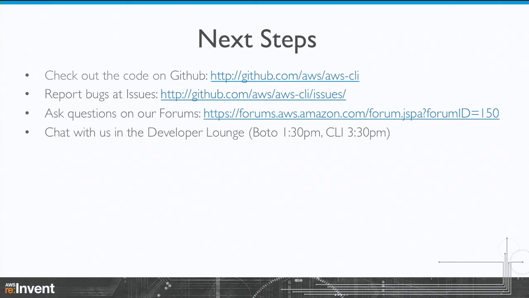So some next steps. I encourage everyone to check out the code. So we're on GitHub. All of this is open source. There's the AWS org, and Boto Core is under github.com/Boto. Feel free to file issues on GitHub, or if you have feature requests, you can also file them on GitHub. You can ask questions on our forums. And also, we will be at the Developer Lounge today at 1:30 and for Python questions, but feel free for CLI as well. And then the CLI is also at 3:30.